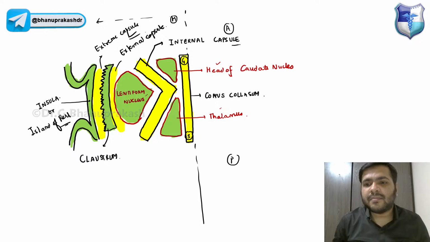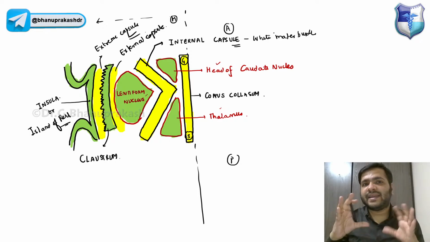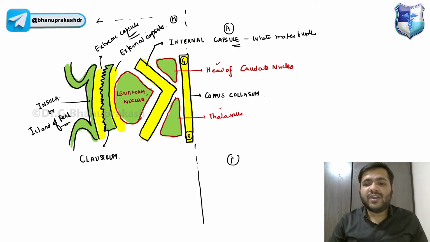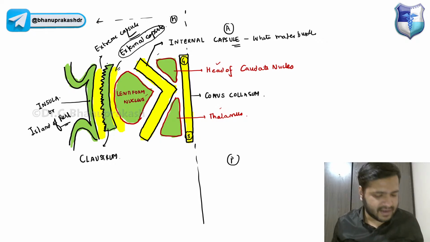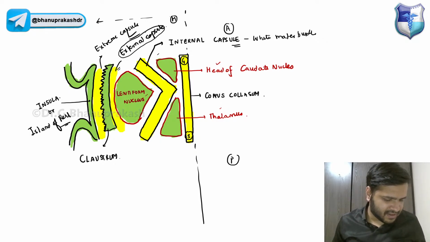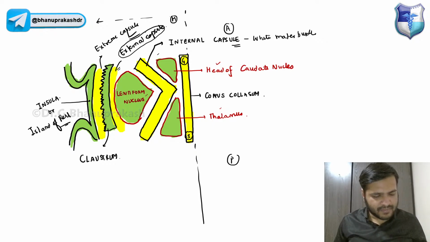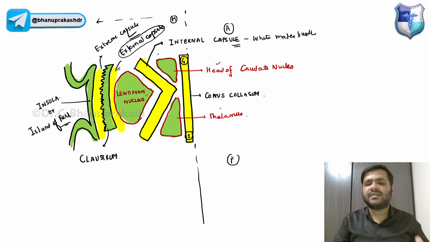Internal capsule, guys, remember, it is a white matter bundle, because they are capsulating the basal ganglia. When you see white matter inside the basal ganglia, we call it the internal capsule. When you see this white matter bundle outside the internal capsule, it is the external capsule, which is covering the basal ganglia from outside. So that is something you have to remember, guys. I hope this is clear, everyone. Just give me a thumbs up if this is clear.